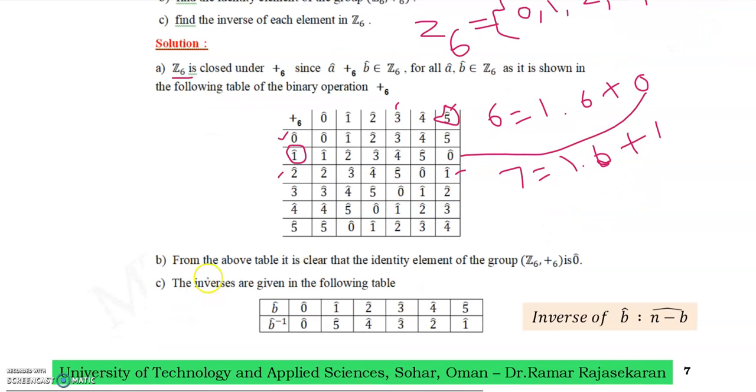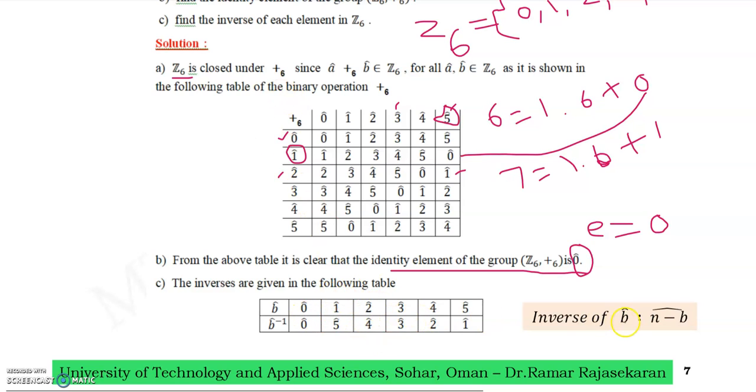Okay, now from the above table it is clear that the identity element of the group is 0. Yes, because this is addition modulo 6, so that identity element is 0. Okay, the identity element for addition is 0. Okay, from the table we can identify that. Okay, the inverses are given in the following table. Okay, that question is find the inverse.